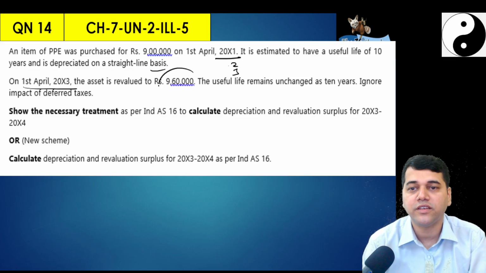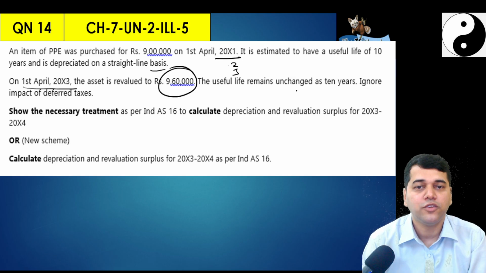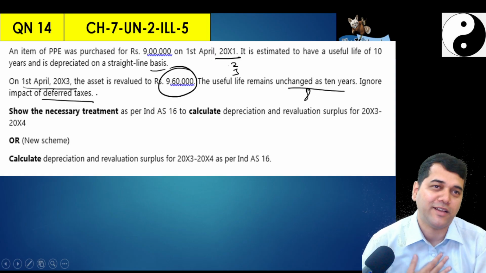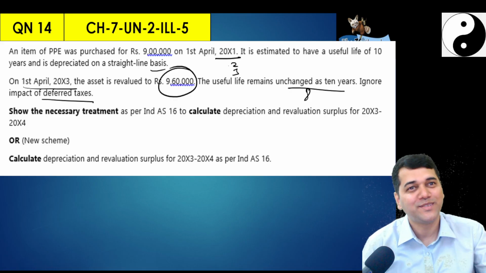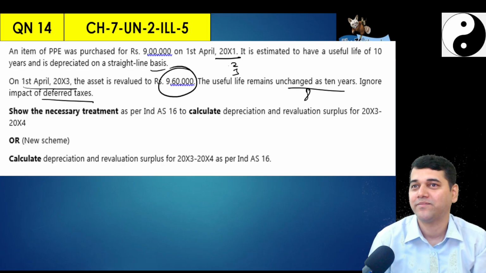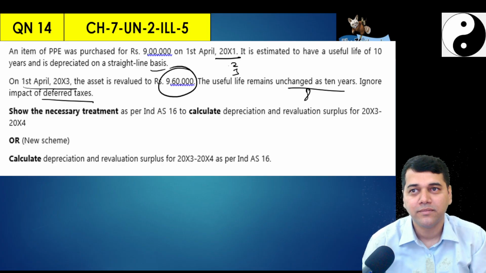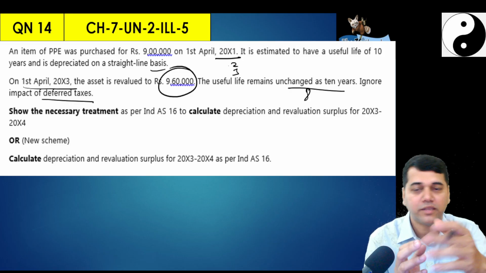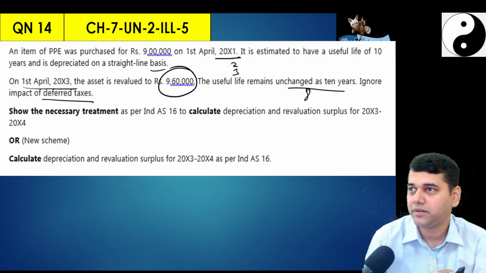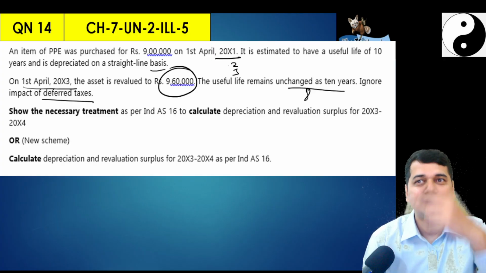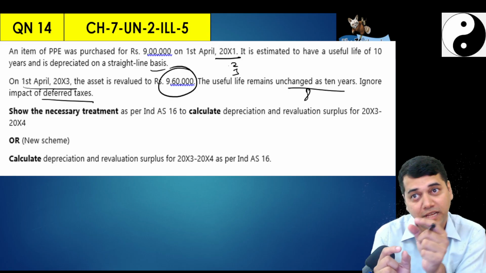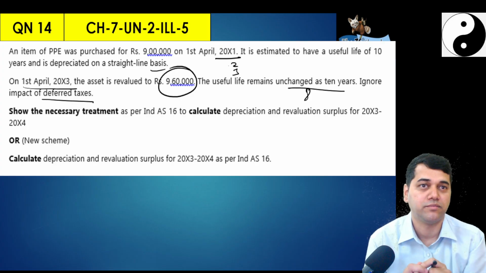After 2 years, the asset is revalued to 9,60,000. The useful life remains unchanged at 10 years. That means how many years remain? 8 years remain. Ignore the impact of deferred taxes, thank God. Otherwise, you would have created one deferred tax entry also for this, because revaluation may not be accepted by them. Your fair value of the assets got changed, but as per income tax records you have other figures. We will study in deferred tax how to create deferred tax for the revaluation. You have to create two components there: deferred tax on depreciation and deferred tax on revaluation.